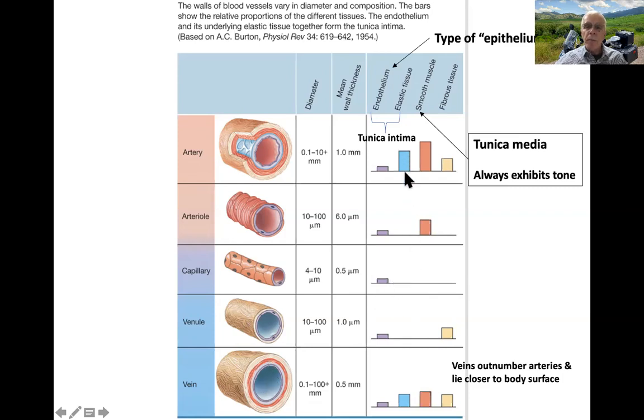So it is important to keep in mind the relative contribution of elastic and smooth muscle tissue. I'd have to argue these are probably the most important, because the capillary is nothing but a tube of endothelial cells. But the muscle and elastic tissue, those are the two tissue types which we really need to think about, and the role that they play in the physiology of these vessels. Finally, the veins outnumber the arteries and lie closer to the surface of the body. So if you're unfortunate enough to be developing varicose veins, like in the back of your legs, these are more at the surface of the body.